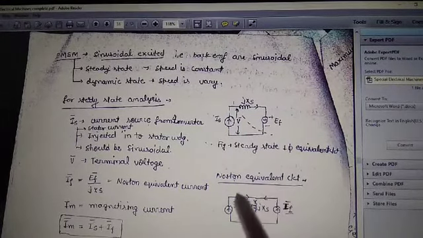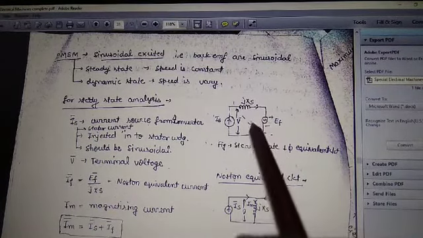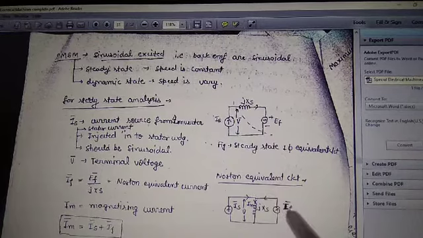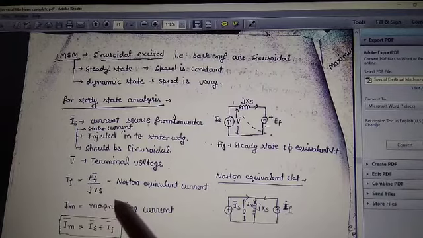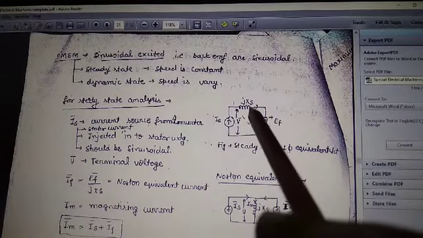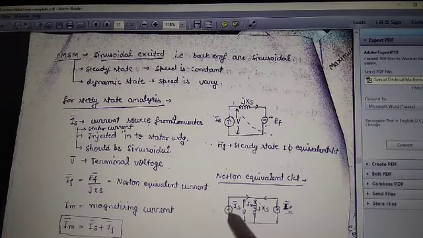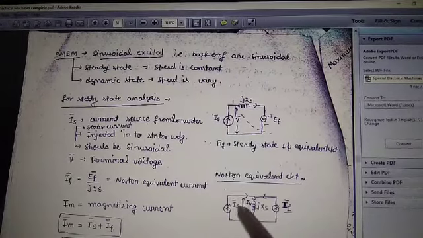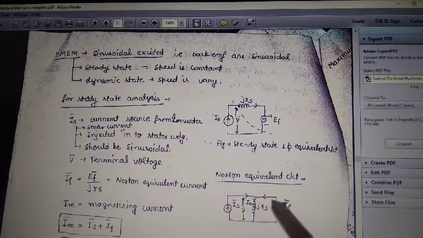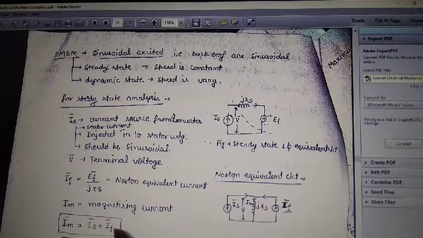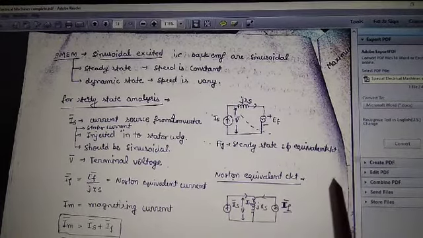If we convert to the Norton equivalent circuit, this voltage and this resistance change into a current source, that is IF equal to EF upon jXs. So IF equals EF upon jXs, and this jXs series resistance is parallel to this IF current, and this current source already exists. So the total current IM equals IS plus IF, that is IM equals IS plus IF. IM is the magnetizing current. So this is the Thevenin and Norton equivalent of the PMSM motor.